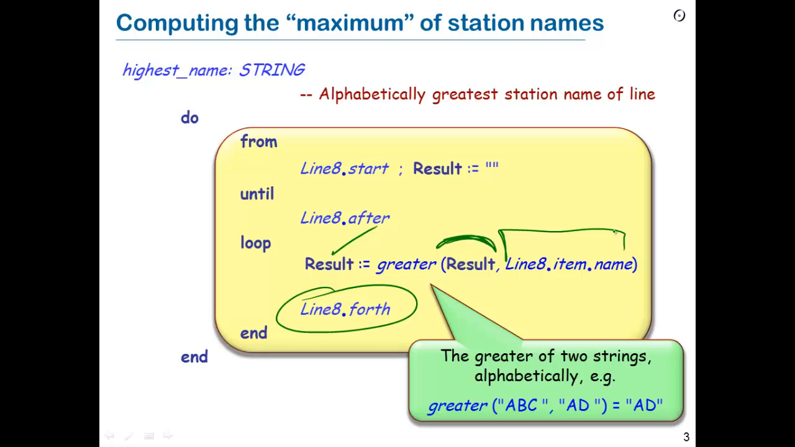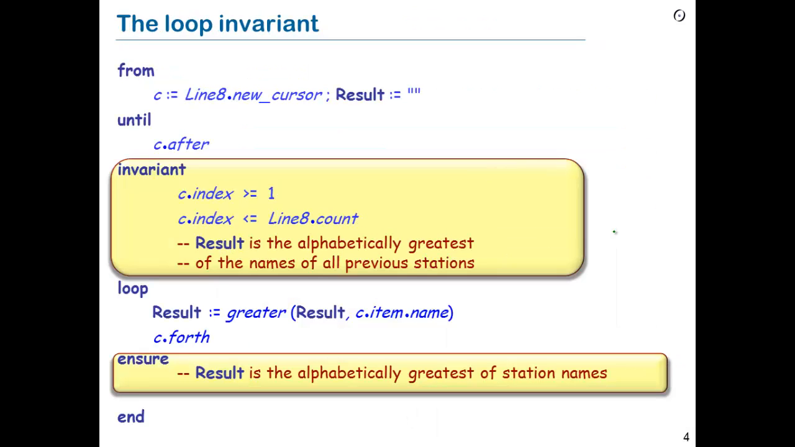So this loop is quite clear. I'll give you a minute to look at it more carefully, but it should really be self-evident, and it gives us the greatest of the names of all the stations in the line. Or does it? How do we know that it really works? Well, in order to know that it really works, we are going to have to exhibit an invariant which enables us to have a logical argument, not just an informal argument, as I just gave, that the loop does what it's supposed to do.